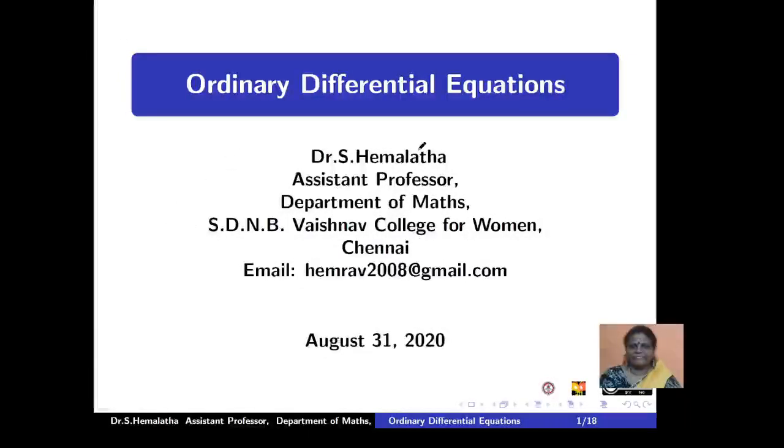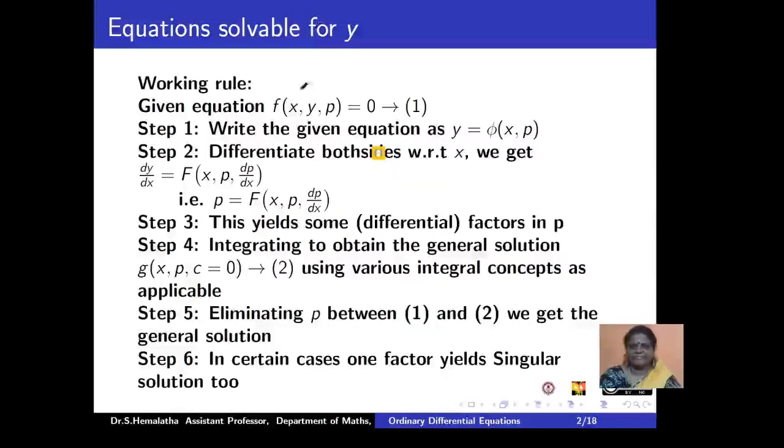Good day, friends. In this part, we are going to look into the case of first order nonlinear equation solving in the category of solvable for y cases. Suppose our given ordinary differential equation is of the form f(x, y, p) = 0, where p is dy by dx, as we have seen in the first part. So we try to rewrite the given equation as y equal to a function of x and p.